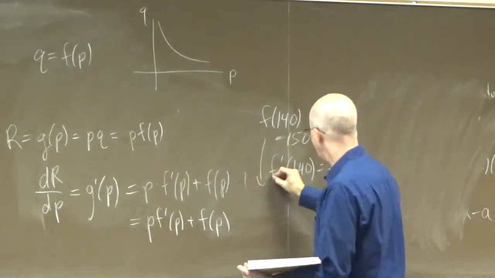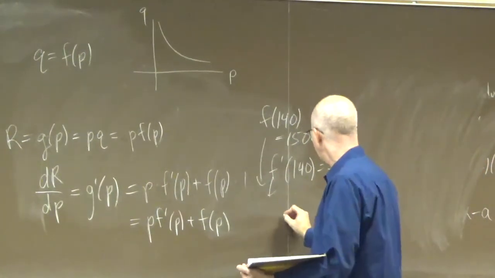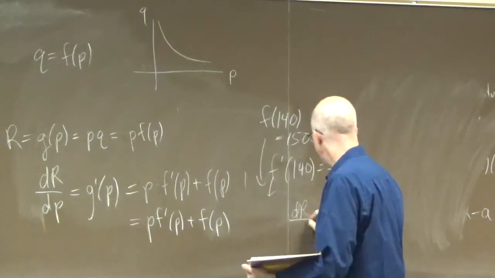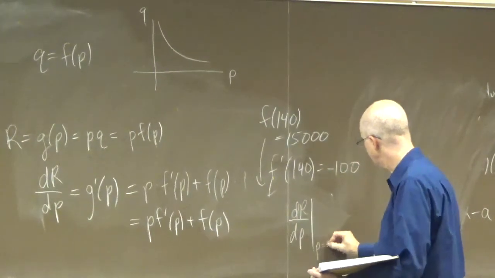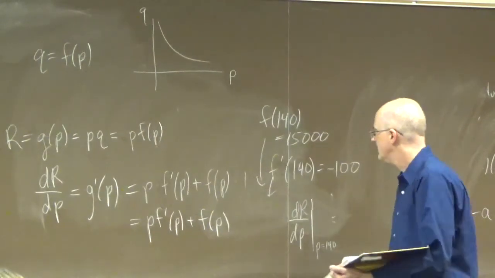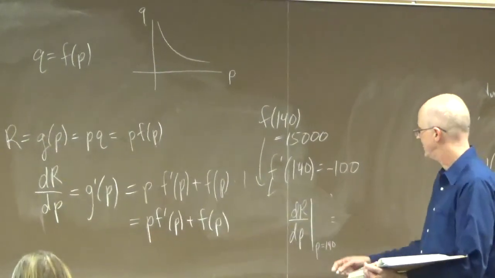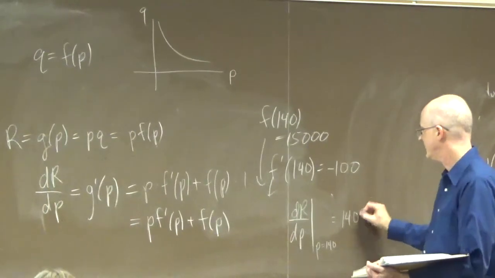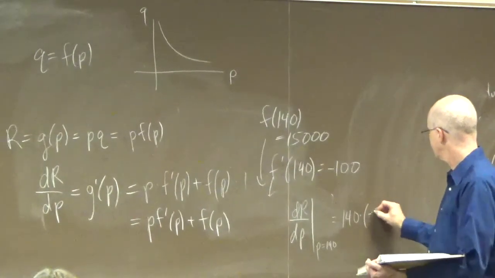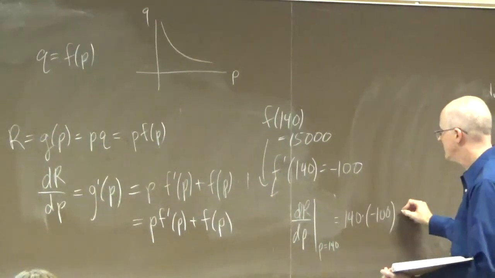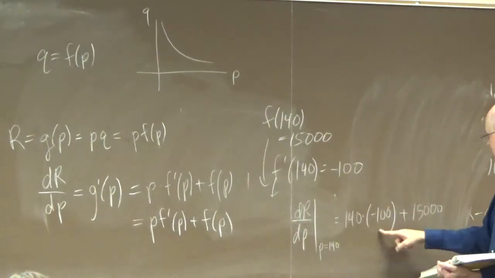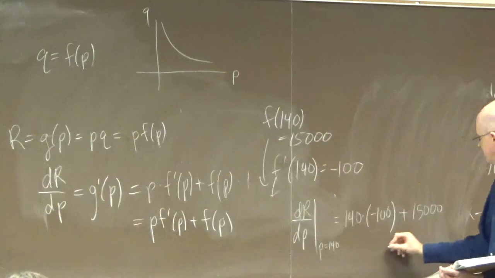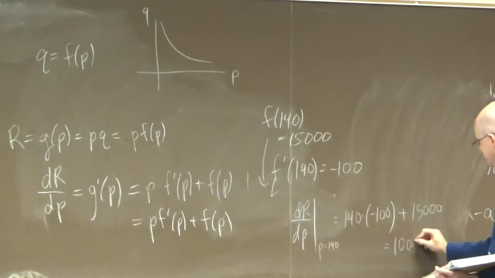Use these pieces of information to figure out if dR/dP is positive or negative when you plug in the price of 140. Just plug the numbers in. P is 140, you get 140 times f prime of P, negative 100, plus f of P, which is plus 15,000. That's negative 14,000 plus 15,000, which is 1,000. It's positive.